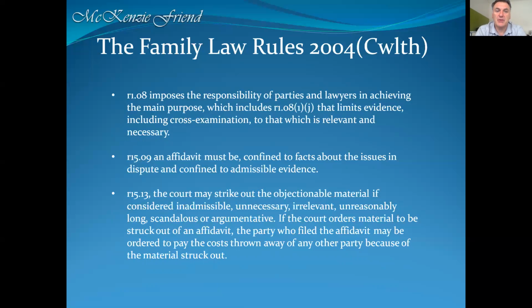Under Rule 15.13, the court may strike out the objectionable material if it is considered inadmissible, unnecessary, irrelevant, unreasonably long, scandalous, or argumentative. If the court orders material to be struck out of an affidavit, the party who files the affidavit may be ordered to pay the costs thrown away of the other party because of the material struck out.